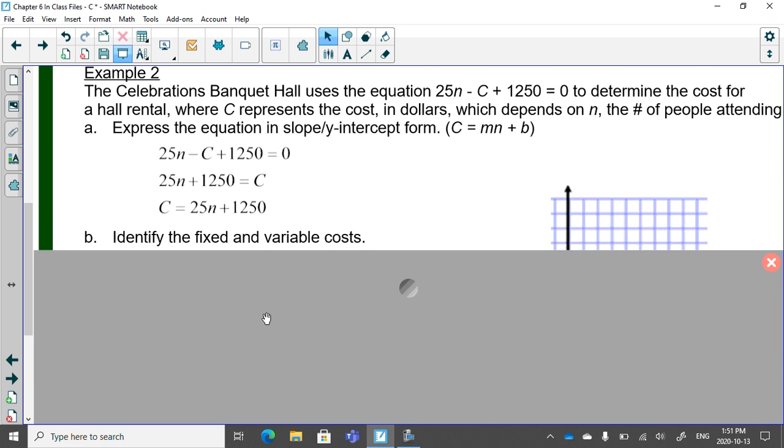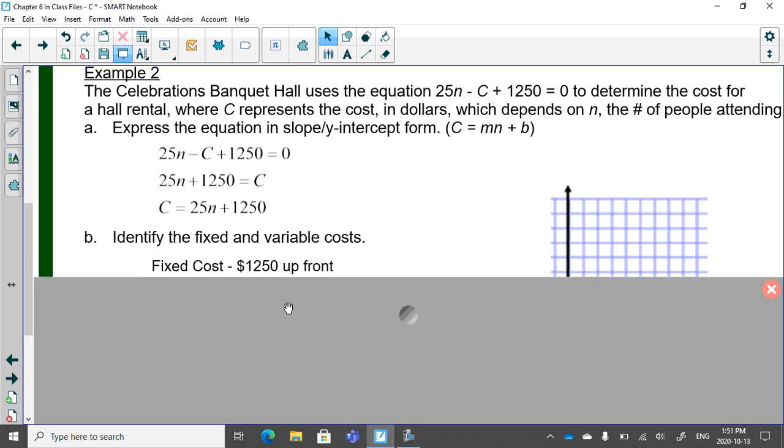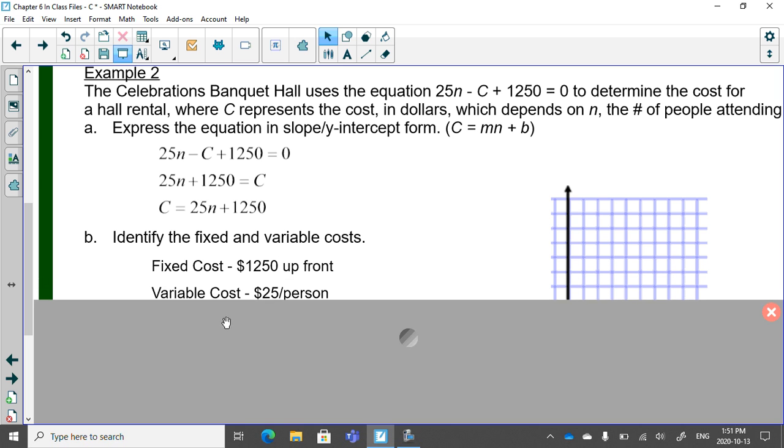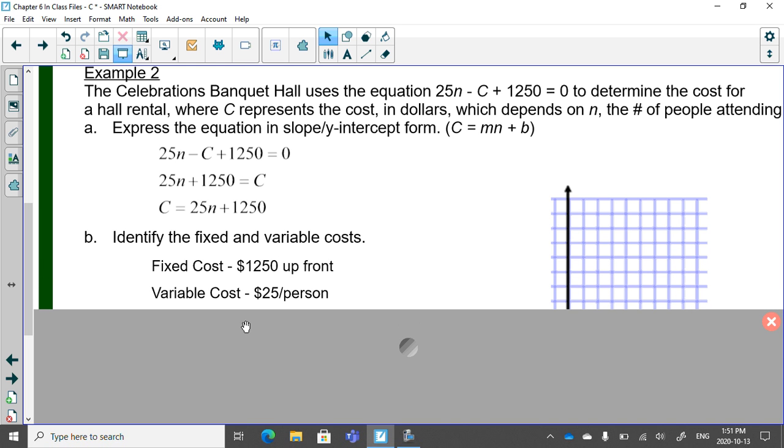So identify the fixed and the variable cost. Well, the fixed cost is just $1,250 up front. That's probably to rent the hall. The variable cost is $25 a person.